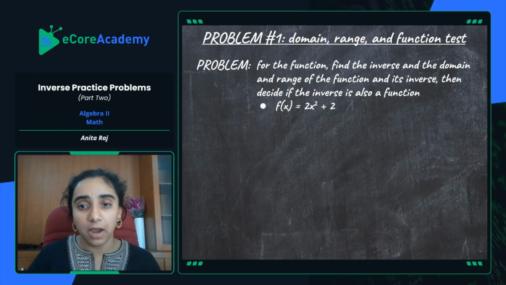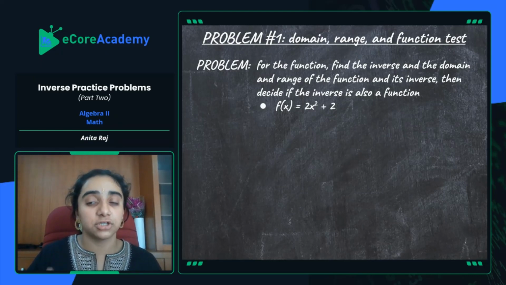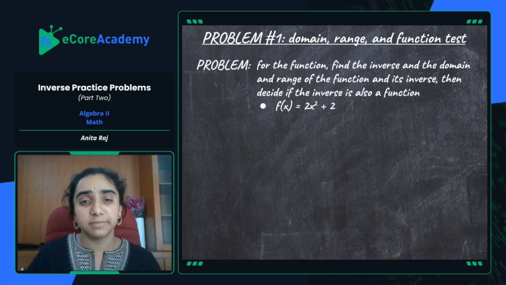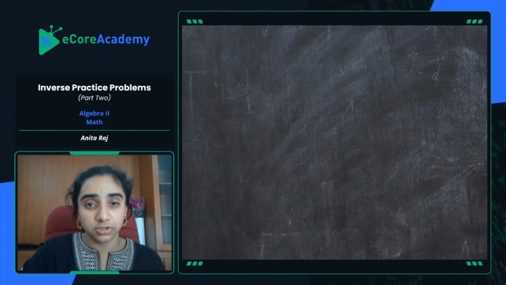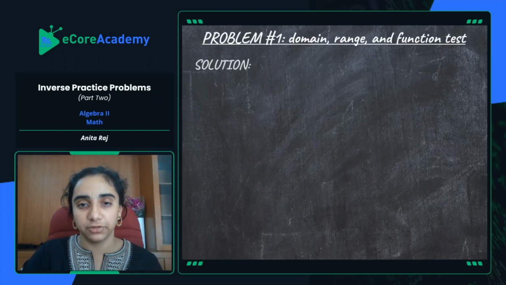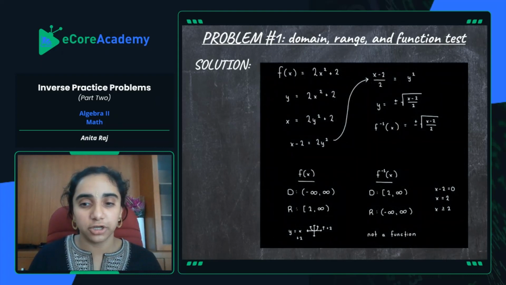Then after we do all that work, we're going to determine if the inverse of this function is also a function, meaning does it pass the vertical line test and is the domain continuous? So can we plug any input, any x value we want, in the function and get a viable output? Let's move on to the solution, which I actually put on a separate slide for the same problem. So here's your solution already pre-written.